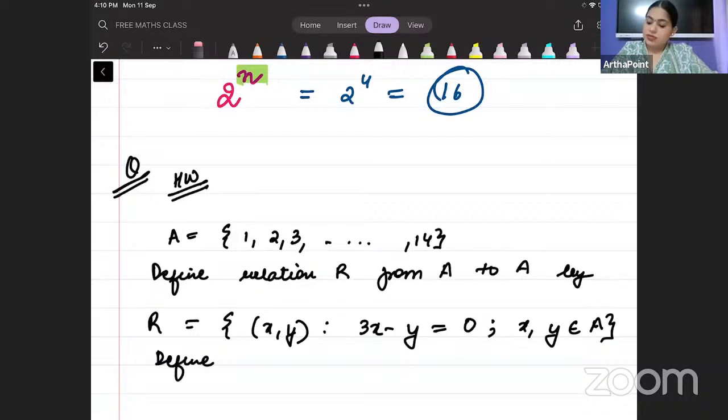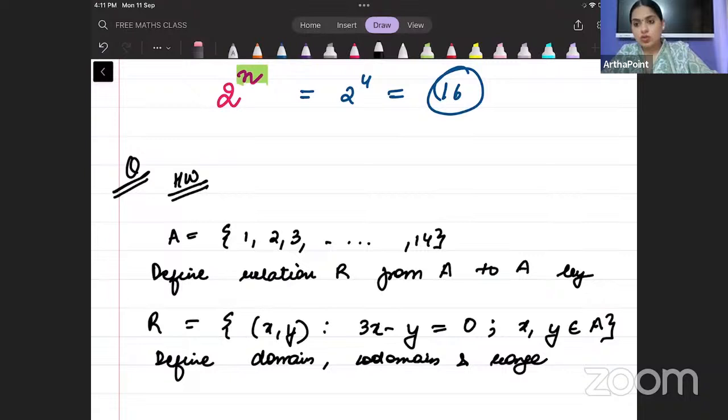Find the domain, codomain, and range. Everyone will do this homework. I have done a similar question in today's class. Everyone is supposed to practice this before the next class.